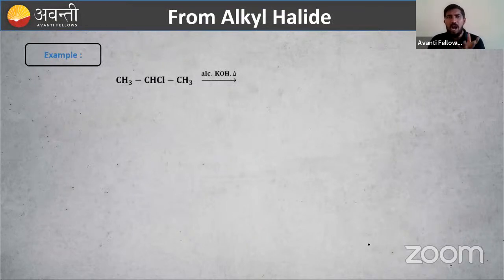Then an example, how to write it simply. So we have CH3, CHCl, CH3, right? So this is our alpha carbon. This is beta carbon. This is also beta carbon. So this is dehydrohalogenation. I have to remove one hydrogen and one halogen. Suppose I am removing one halogen from here, only one halogen. Then one hydrogen from this carbon.